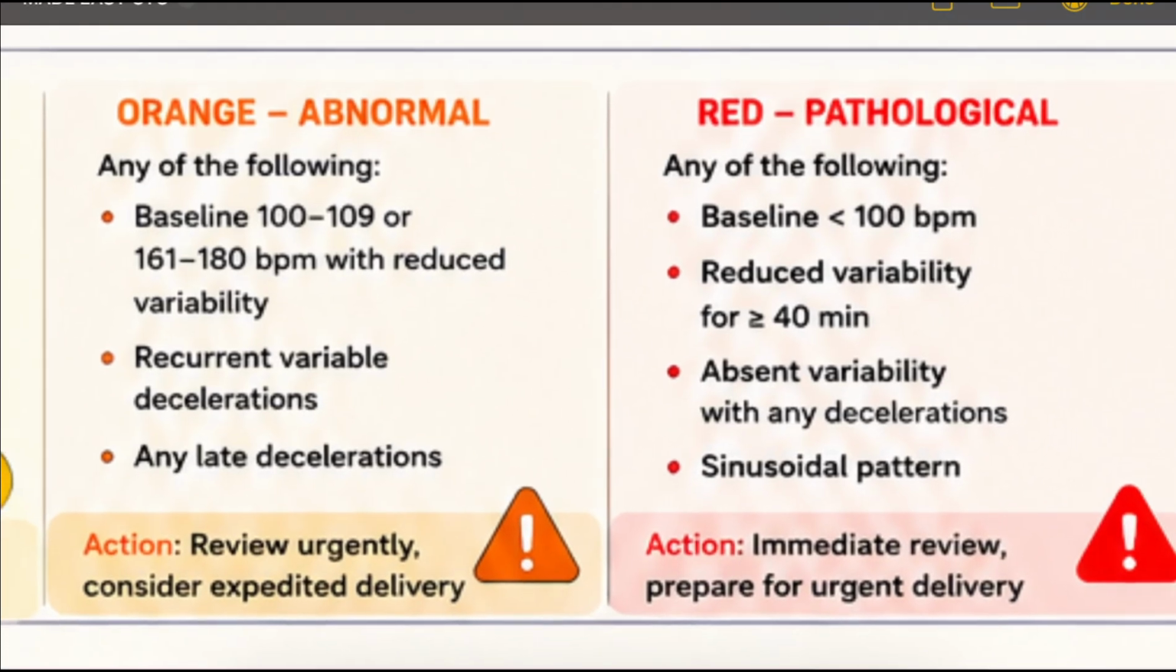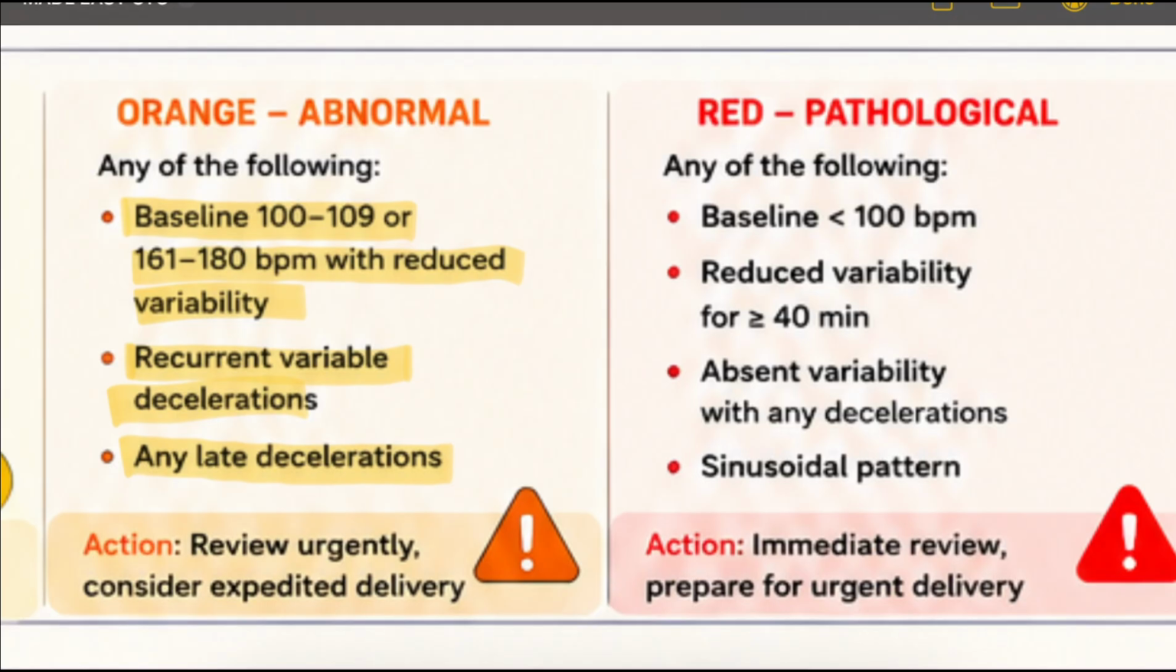Next, you can see here, that is the orange one, that is multiple abnormal features. If we are getting this type of abnormal pattern, we have to take review from a senior doctor, and we have to consider delivery. So in category 2, abnormal CTG, we can see some baseline like 100 to 109 or 161 to 180 beats per minute with reduced variability, and we can see recurrent variable decelerations, along with that any late deceleration.